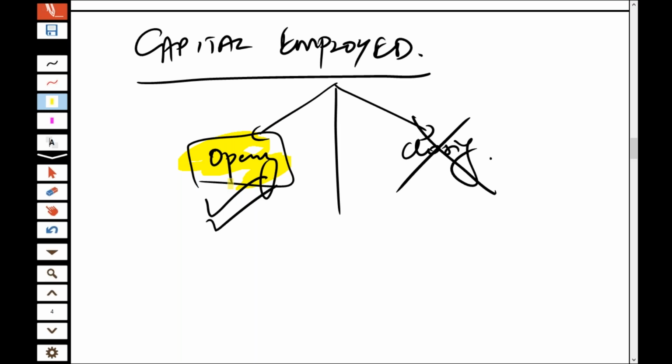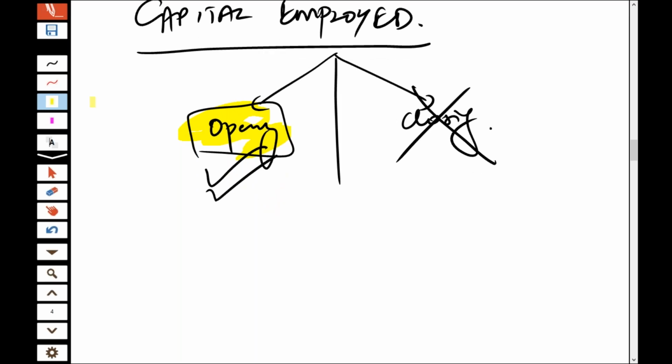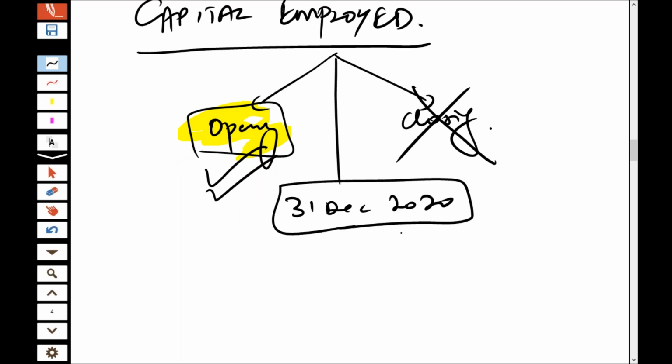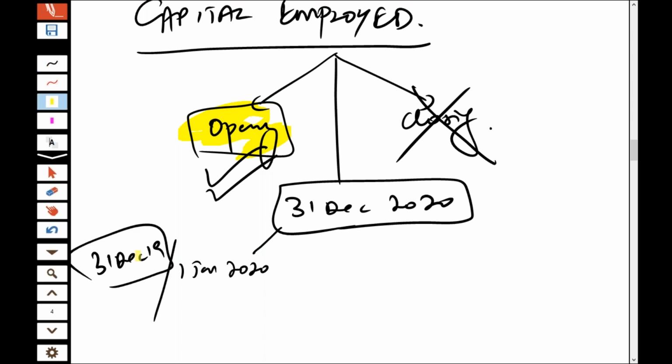Now, if I talk about the opening capital employed, what does that mean? This would mean that if you are calculating the EVA for the year ended 31st December 2020, you would be needing the capital as at 1st January 2020, or as at 31st December 2019. You would have to keep this in mind.